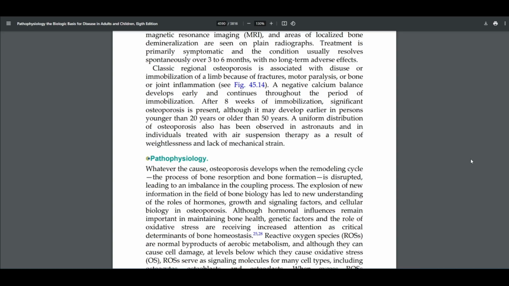A negative calcium balance develops early and continues throughout the period of immobilization. After 8 weeks of immobilization, significant osteoporosis is present, although it may develop earlier in persons younger than 20 years of age or older than 50 years. A uniform distribution of osteoporosis has been observed in astronauts and in individuals treated with air suspension therapy as a result of weightlessness or lack of mechanical strength.